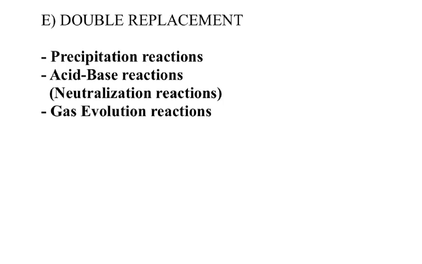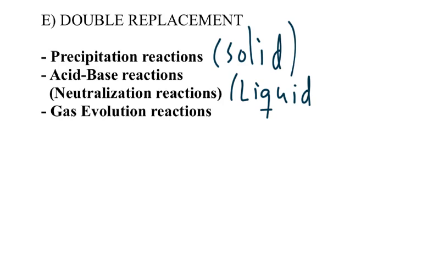What we're going to do is divide that into three components here. Those reactions that are driven by the formation of a solid are known as precipitation reactions. A precipitate is when a solid forms from solution. Another type of double replacement is known as an acid-base reaction, also known as a neutralization reaction, and that one's driven by the formation of a liquid. Specifically, the liquid in this case is water.